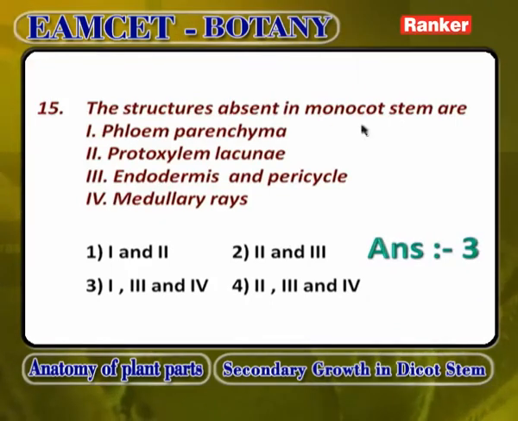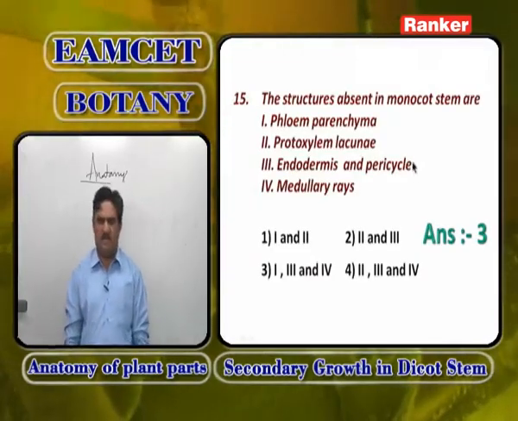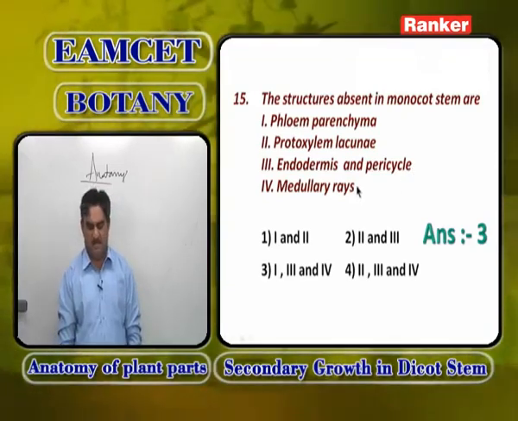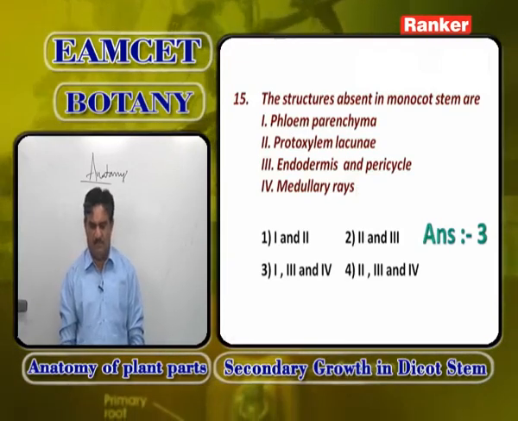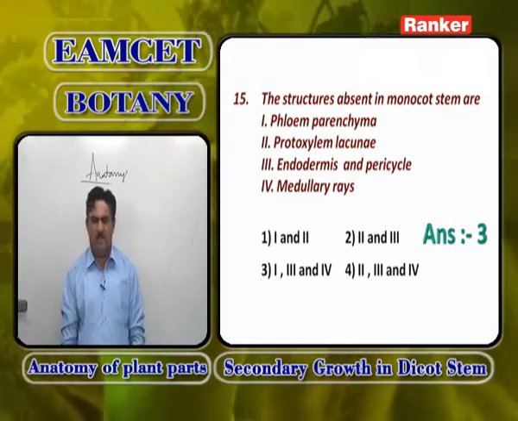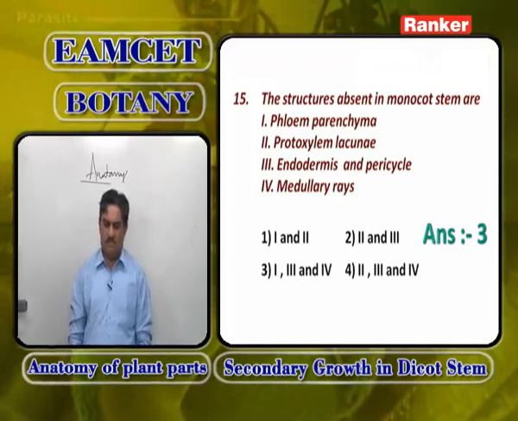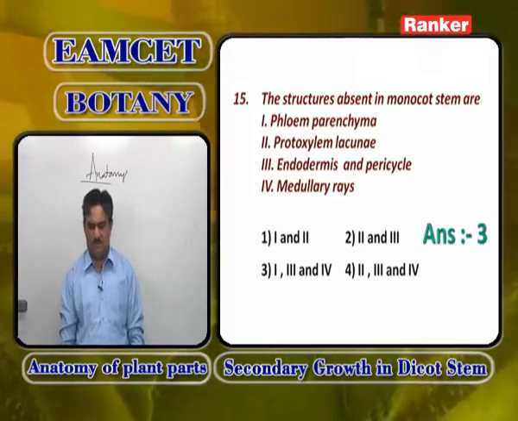The structures absent in monocot stem are... Phloem parenchyma is absent in monocot stem. Protoxylem lacuna or lysigenous cavity is present in monocot stem, so second option will not come. Endodermis and pericycle are absent in monocot stem. They are present in dicot stem but absent in monocot stem. Medullary rays are absent in monocot stem. They are present in dicot stem. So, answer is 1, 3, 4. So, the structures that are absent in a monocot stem are phloem parenchyma, endodermis, pericycle and medullary rays. Protoxylem lacuna is present in monocot stem.